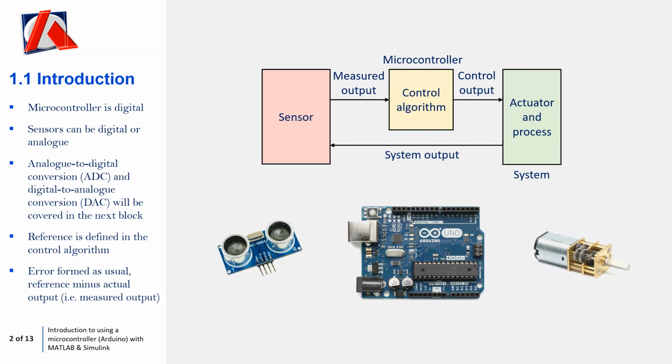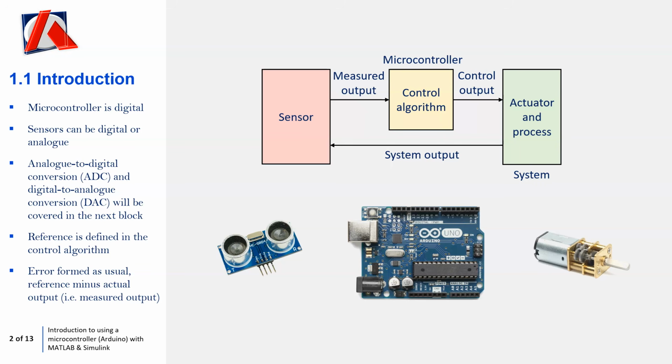Okay, so if you can see below that, what you've got is a microcontroller. In this case, it's an Arduino Uno. This is digital. You can see to the left, we've got a sensor. In this case, this is an ultrasonic sensor, so it's used to measure distance. This is a digital sensor. Sensors can be, though, analog or digital. Analog to digital conversion and also digital to analog conversion, so ADC and DAC, will be covered in future lectures.